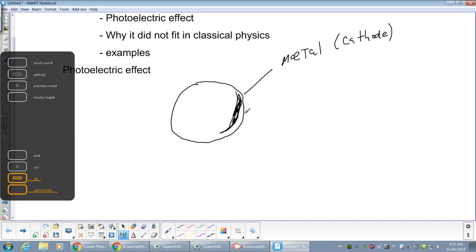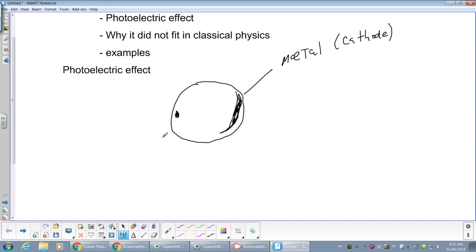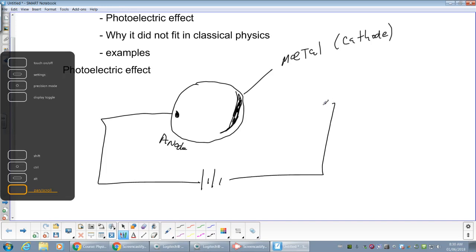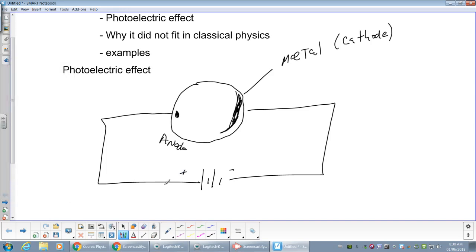This was the cathode. And then they had a little anode here. Okay, and then they hooked it up to a battery. Okay, and so they'd have some current, they would be having some battery there, and then they would have an ammeter, I forgot the ammeter, to see what the current was.